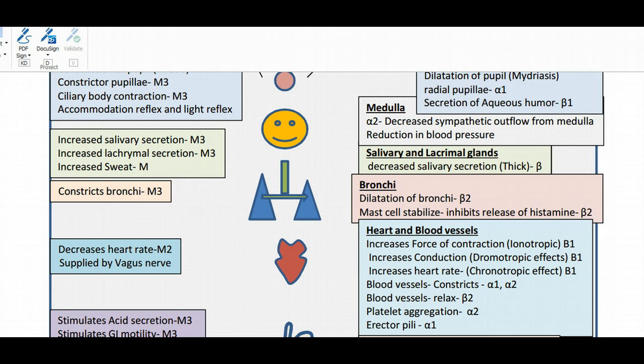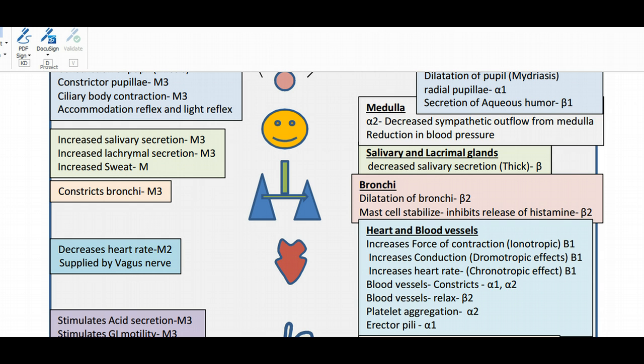Now let's discuss the effects of the autonomic nervous system on the heart. In the heart, the parasympathetic nervous system acts mainly through M2 receptors, and is supplied by the vagus nerve. Herein, the parasympathetic nervous system causes a decrease in heart rate, and the effect is mainly mediated by the vagus nerve. Whereas for the sympathetic system, the effect on the heart is mainly mediated by beta 1 receptors.